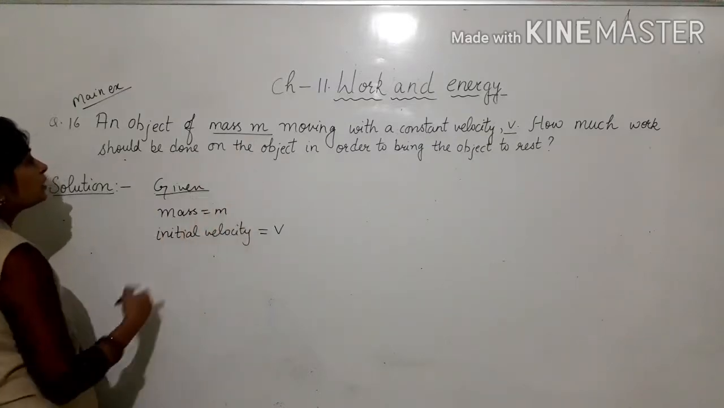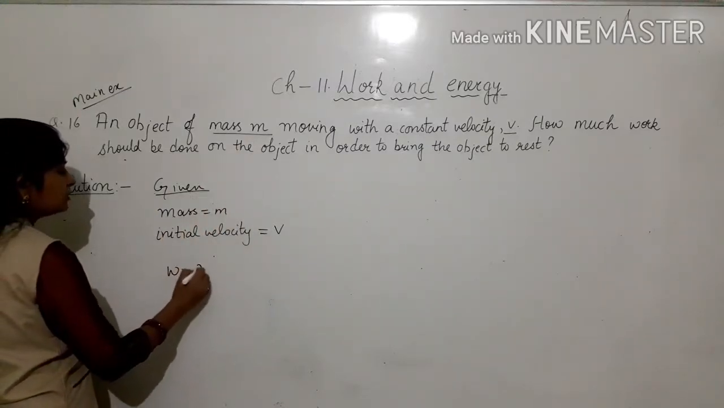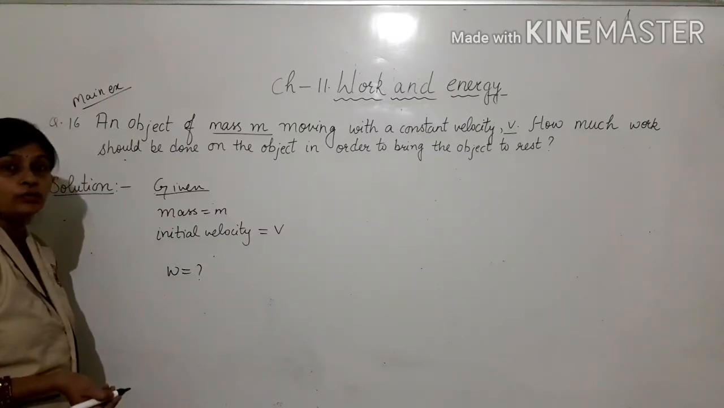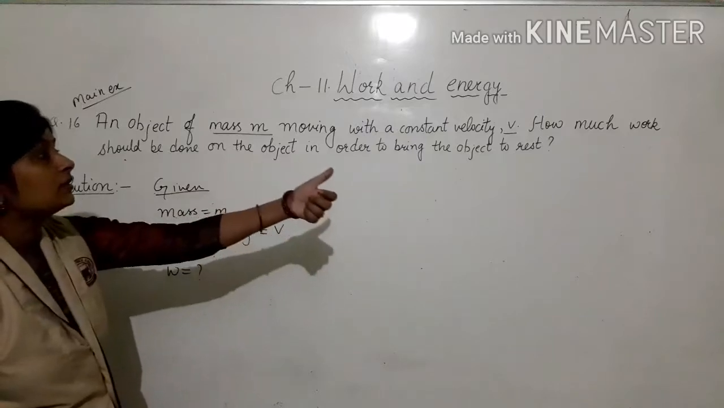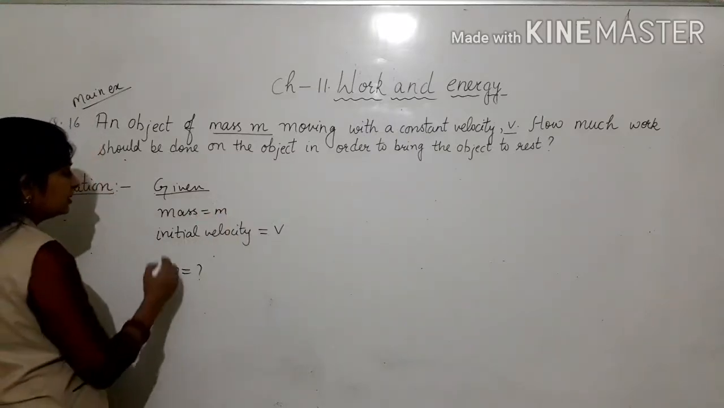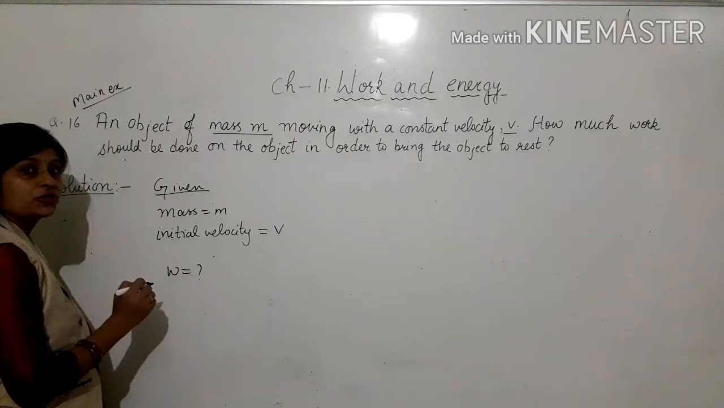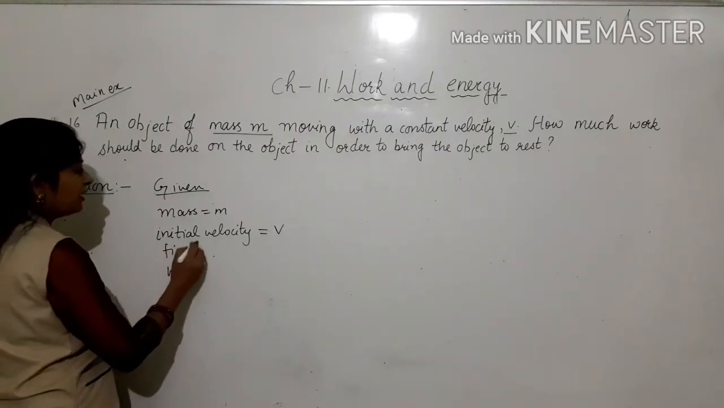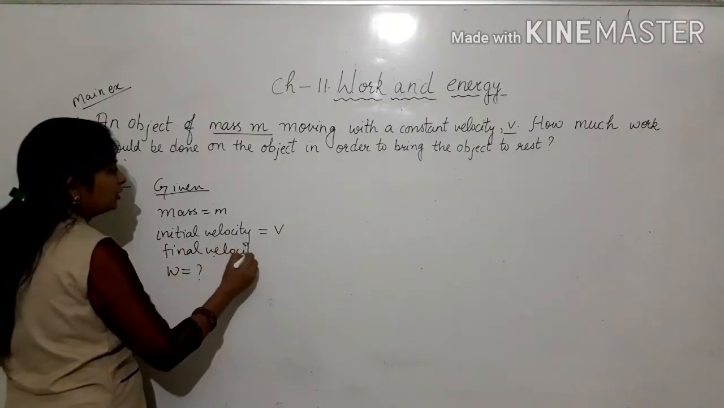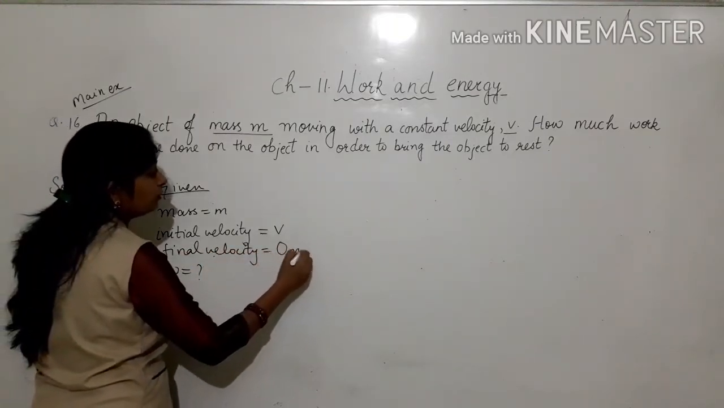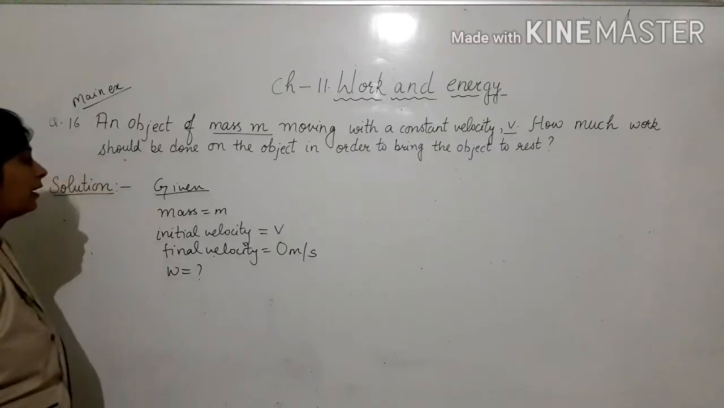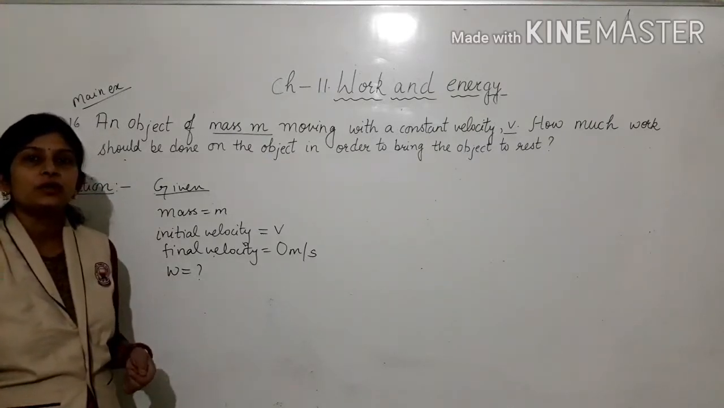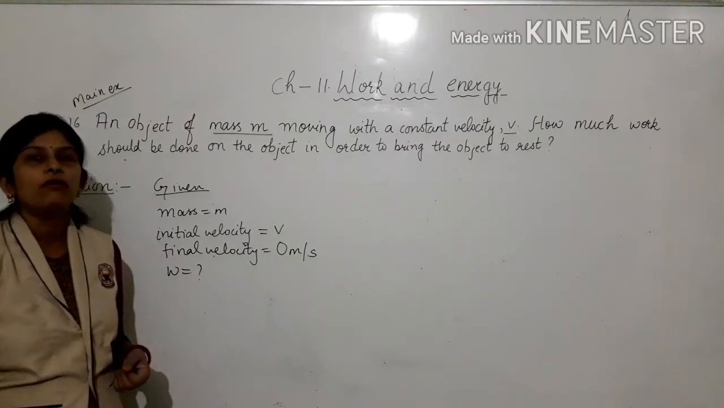Now how much work should be done means you have to calculate the work done on the object which brings the object to rest. It means finally the object comes to rest, comes to stop. So final velocity becomes 0 meter per second. Now this numerical is also based on that same alternate formula of work.